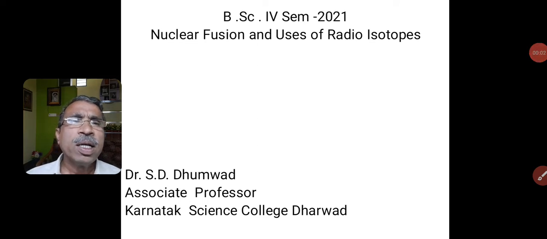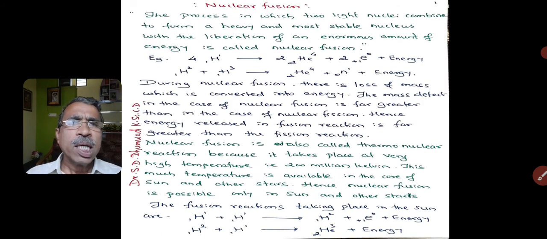Dear students, in the last class, we have studied about nuclear fission. But today, let us study about nuclear fusion and uses of radioisotopes. The process in which two light nuclei combine to form a heavy and most stable nucleus with the liberation of an enormous amount of energy is called nuclear fusion.